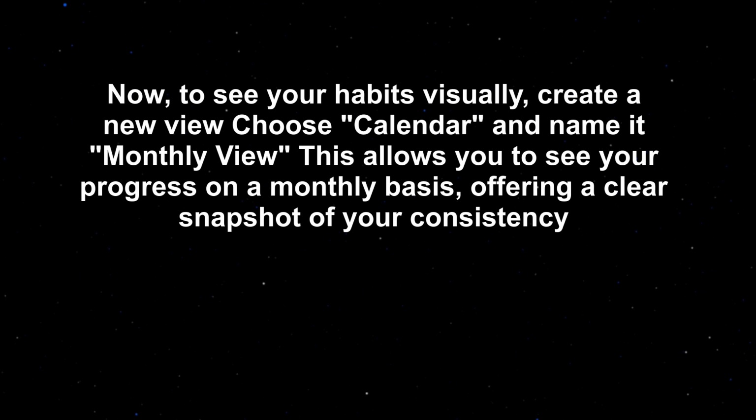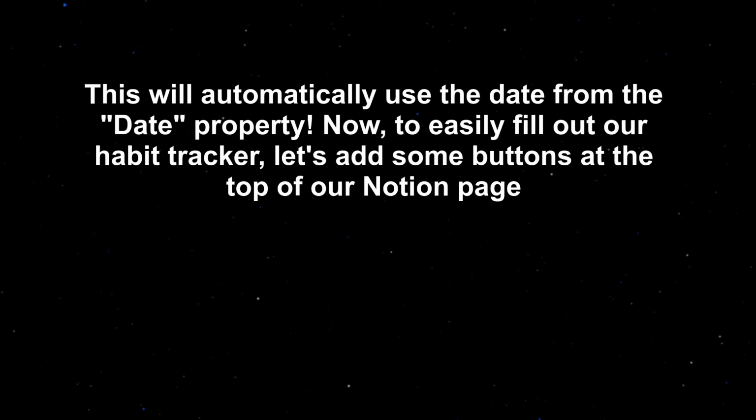Now, to see your habits visually, create a new view. Choose calendar and name it monthly view. This allows you to see your progress on a monthly basis, offering a clear snapshot of your consistency. This will automatically use the date from the date property.